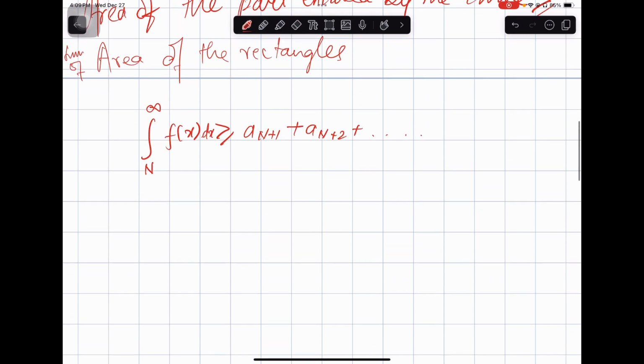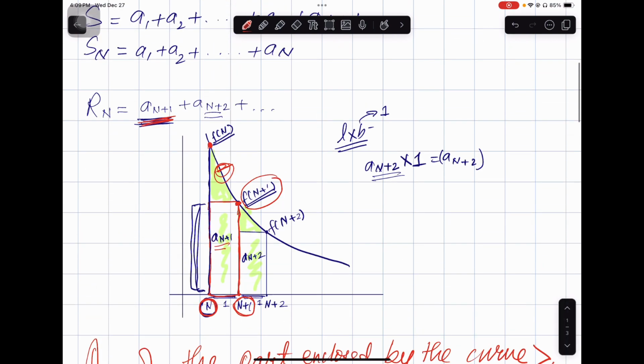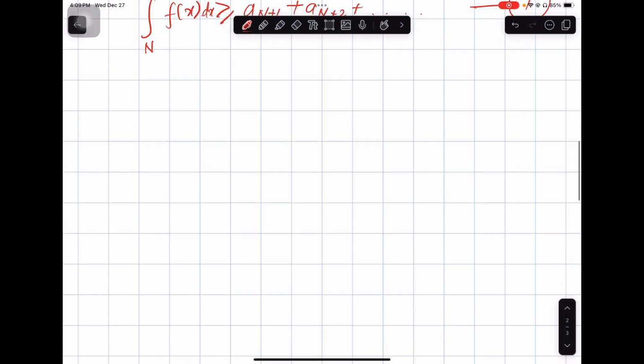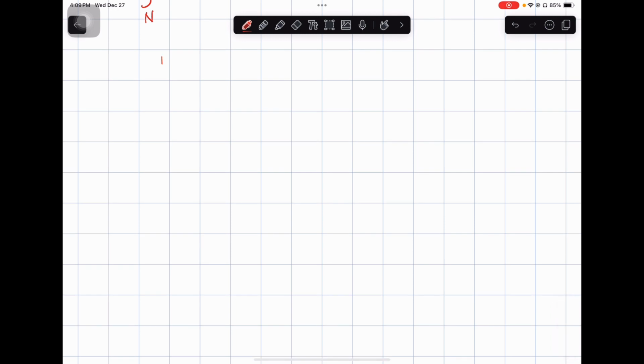Okay, so we've found one inequality. Let's go for the other inequality. So this one was the right-hand point estimate. I hope you know what that is. And the other way would be using the left-hand estimate.